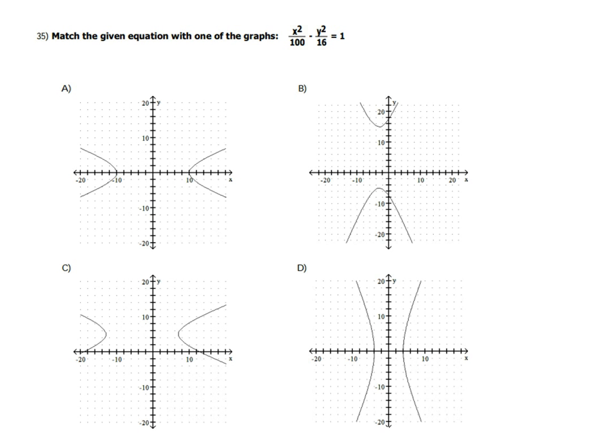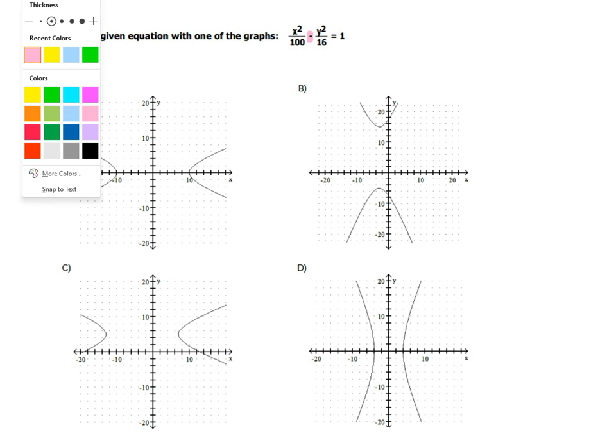Okay, 35 is another match. Match it with one of the graphs. This is a hyperbola, and I know that because there's this minus sign in between. Of course, all the graphs look like hyperbolas, but it's that minus sign.